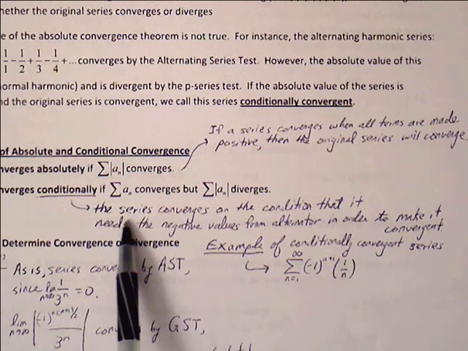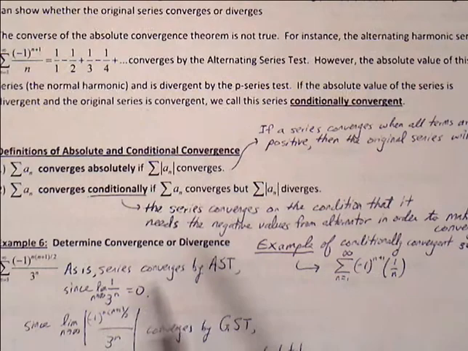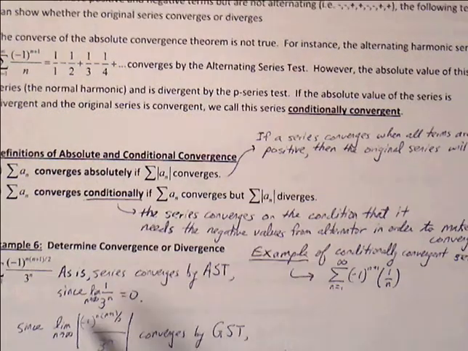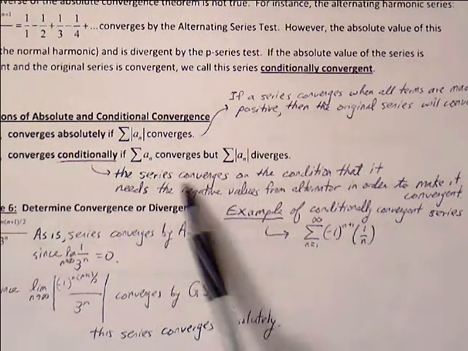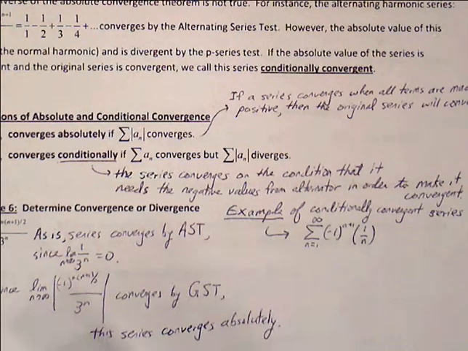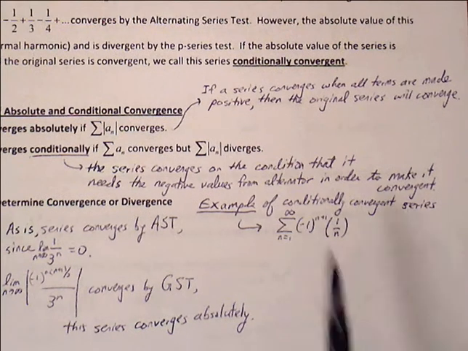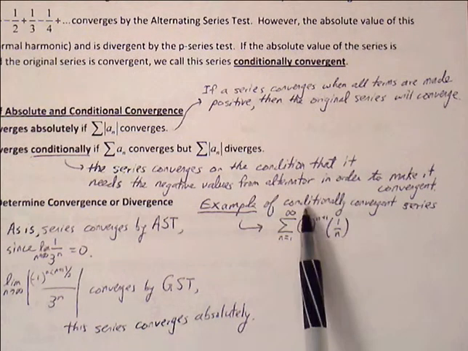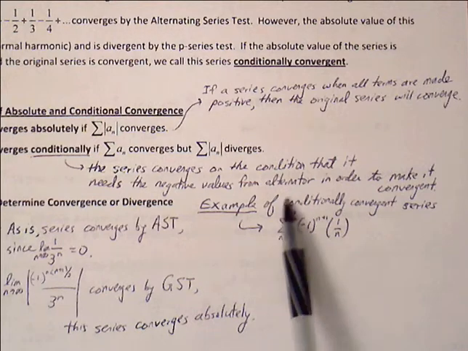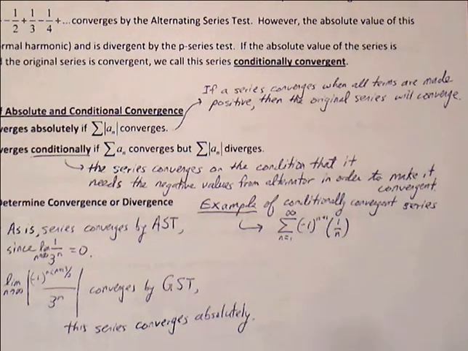And the easiest instance of conditional convergence would be the harmonic series. Okay. The series converges on the condition that it needs the negative values from the alternator in order to make it convergent. Okay. So if that's the case, then it's conditionally convergent. It is conditional on the fact that there needs to be a change of signs.